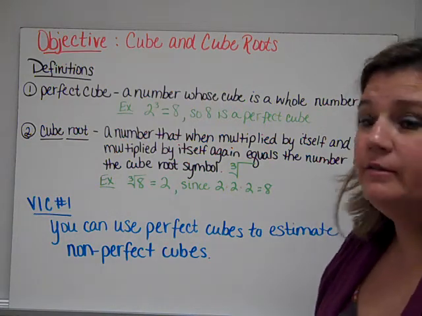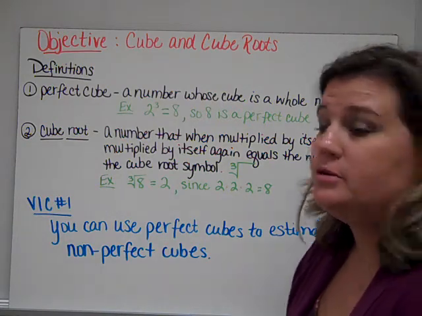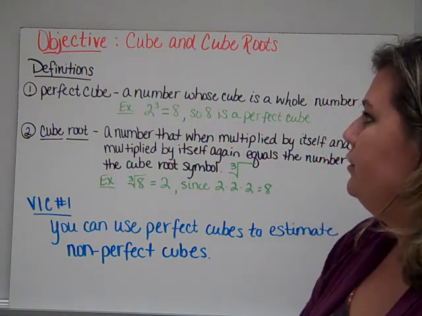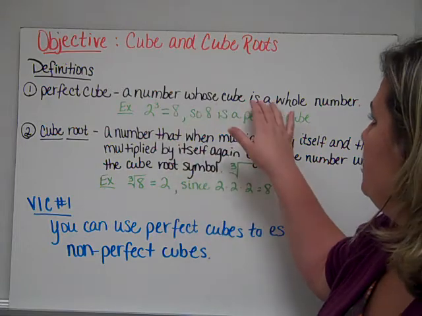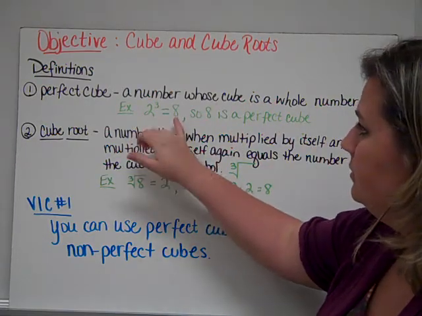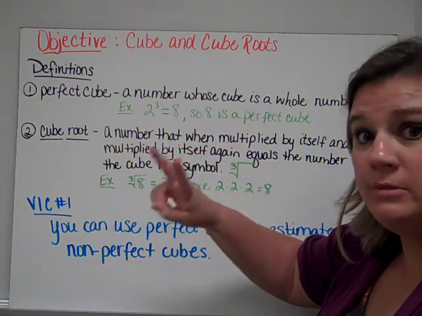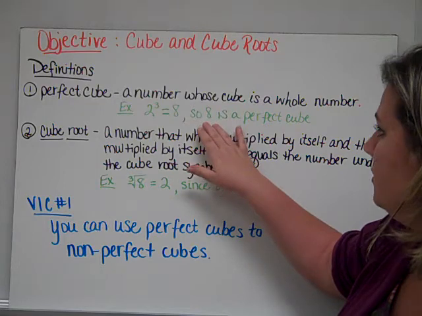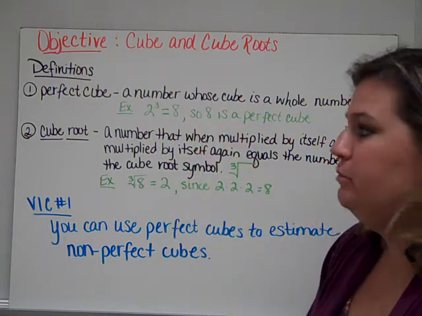Alright, today's objective: cubes and cube roots. Let's go over some definitions first. Perfect cube: a number whose cube is a whole number. So for example, 2 cubed equals 8, because 2 times 2 times 2 is 8. So 8 is what we would call a perfect cube.